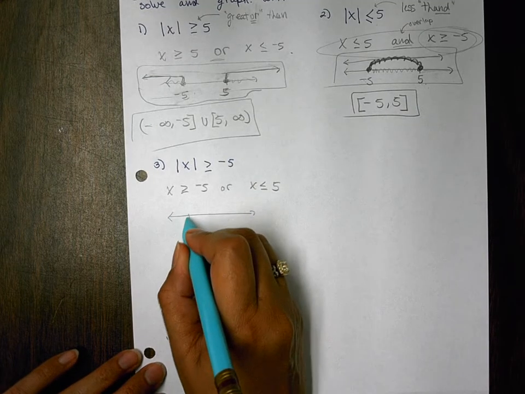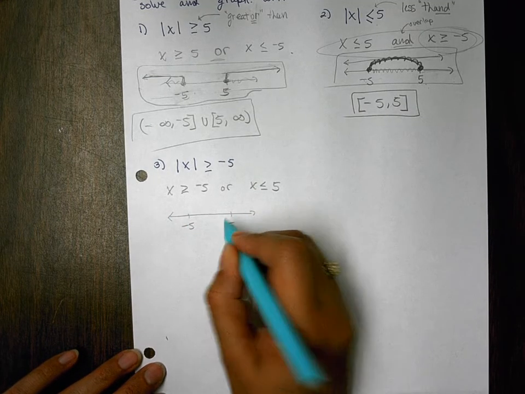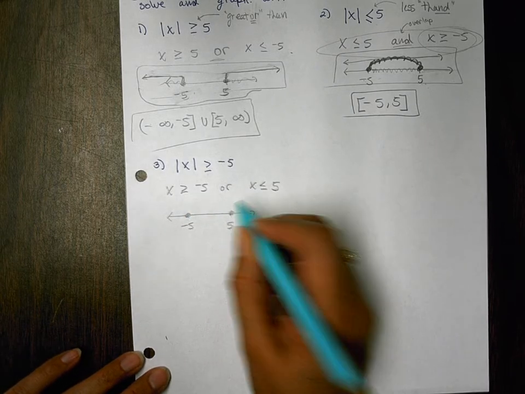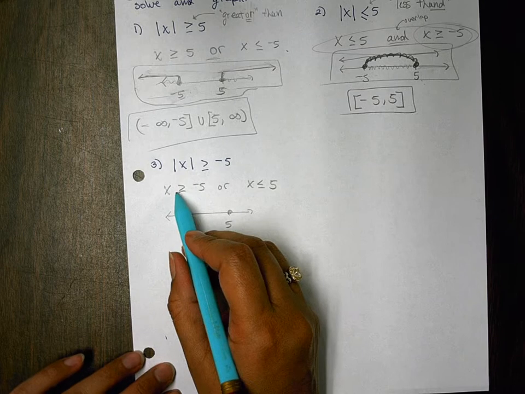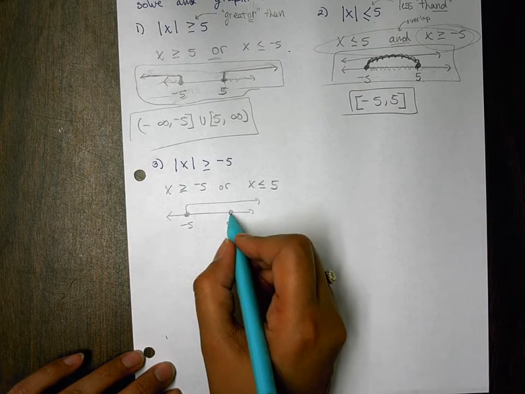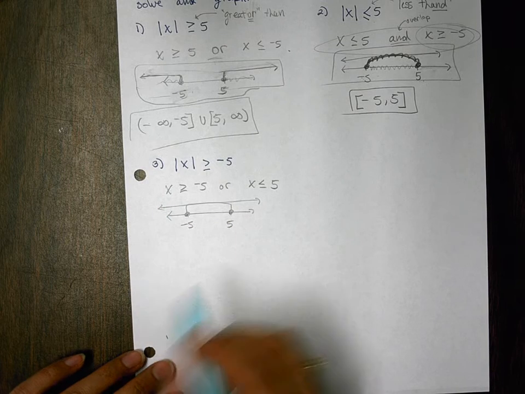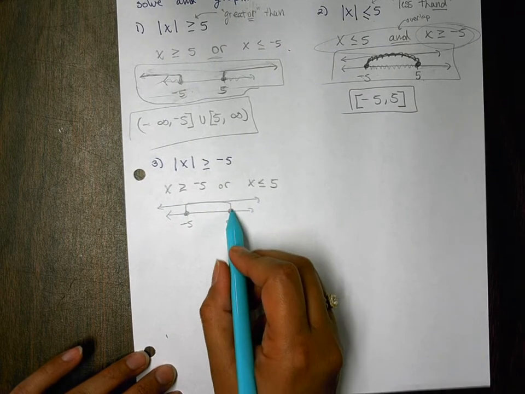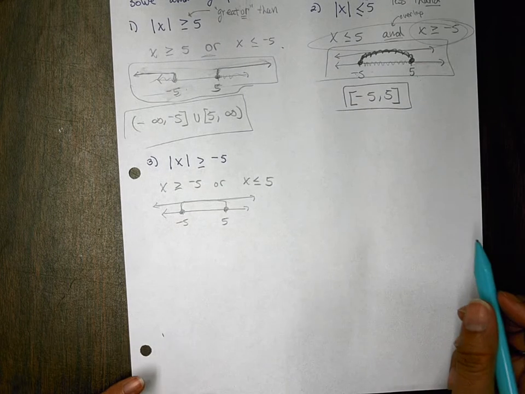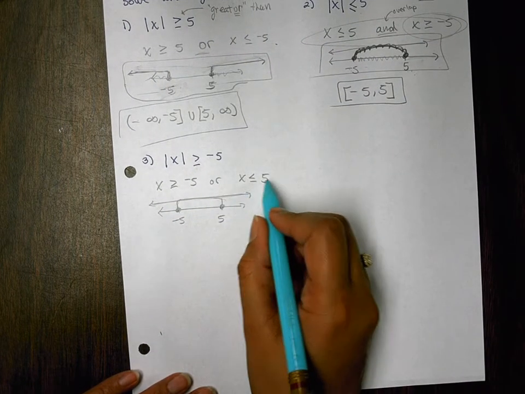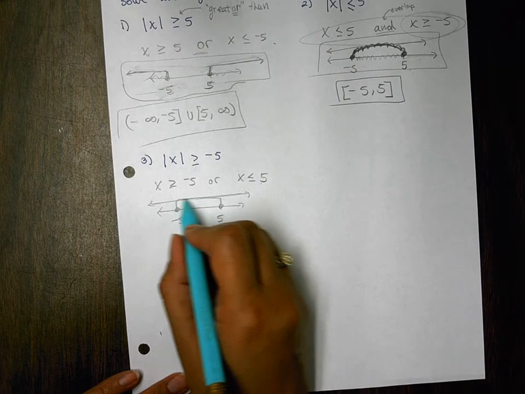The smaller number comes first, the larger number comes second. It is closed because of the equal bars. And I don't know if I said that wrong earlier. Greater than -5 is everything to the right. Less than or equal to +5 is everything to the left.